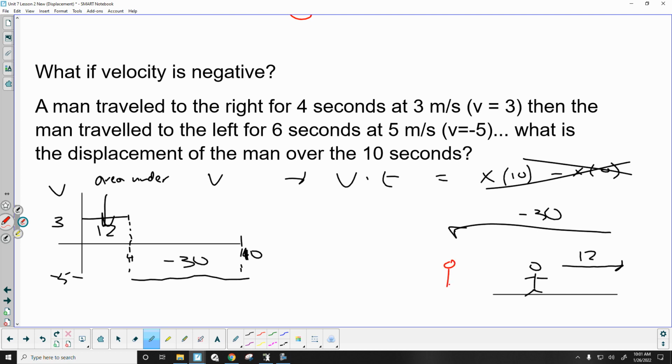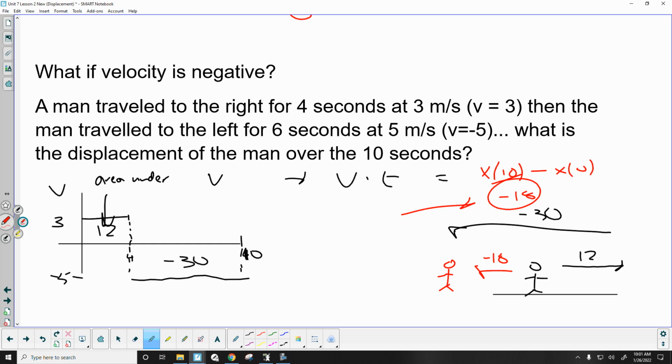-18 would be the change in my position. This -18 stands for how far the dude is at the end from where he started, his displacement. He moved a total of 48 units, but he ended up 18 units to the left of where he started.